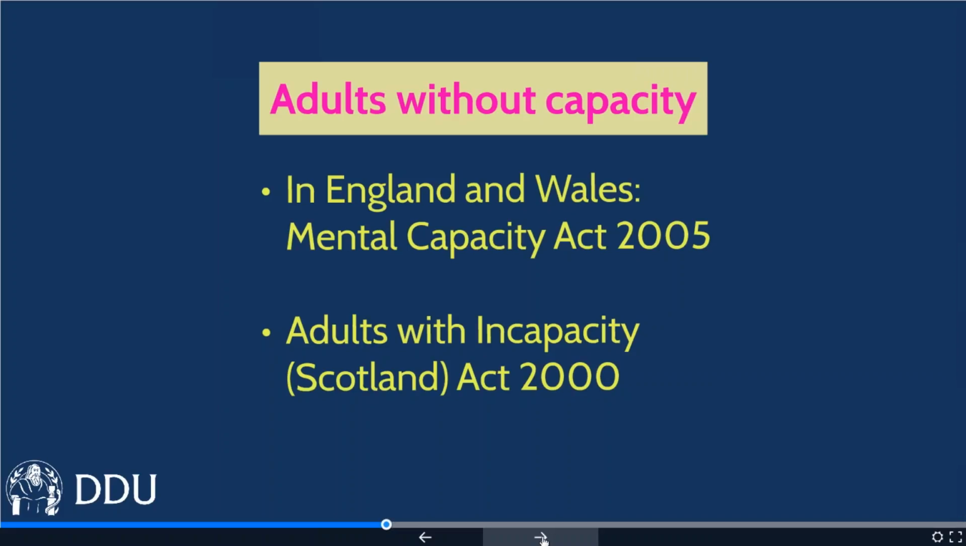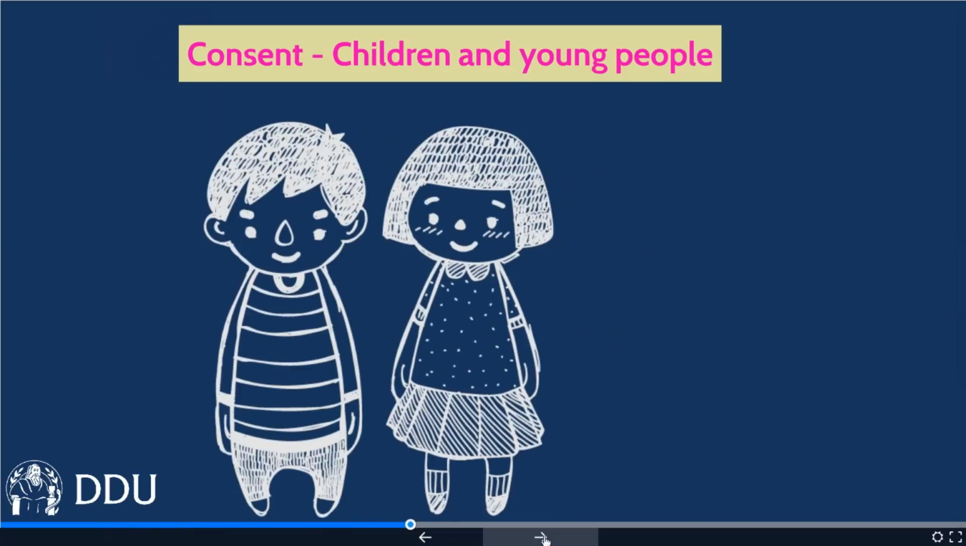Now, in Scotland, the Act is the Adults with Incapacity Act, and its primary aim is to protect people who lack capacity, and to assist them in making particular decisions about their own lives as far as they're able. This applies to everyone over 16 who lacks capacity to make some or all of the decisions for themselves.